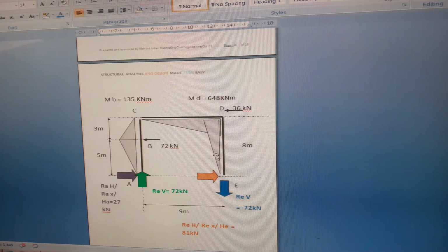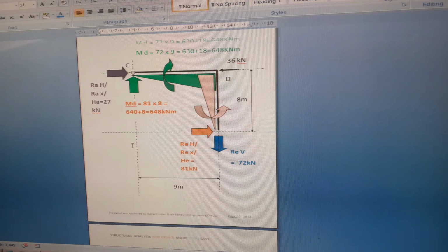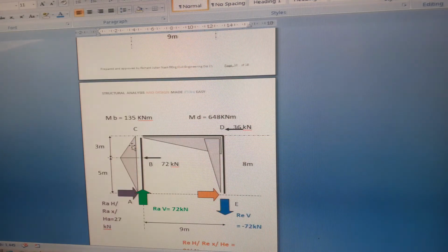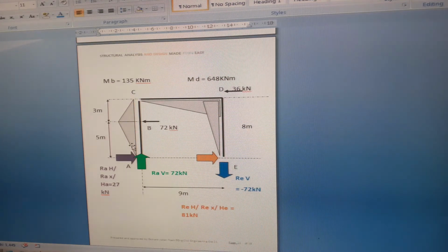So basically that means we have the bending moment like this. MA is 0, MB is 135, MC is 0, MD is 648, and ME equals 0, and it looks like this. I haven't colour coded this one, but the other ones were colour coded. So that's it, that's 6 marks.